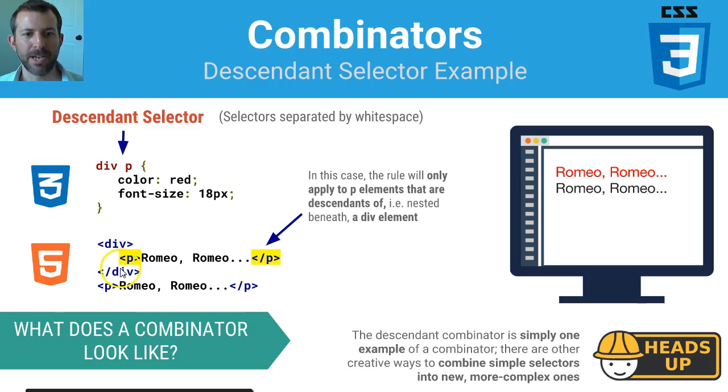So down below, you'll see my example. I have a div, and then inside of it, I have a paragraph that says Romeo, Romeo. In this case, I would only style a paragraph element if it was within a div. So this is what a combinator does. It allows you to take more than one selector and somehow creatively connect them in order to make a more refined, precise style rule. Now, these can get very complex, but I just wanted to show you an example of how you could target your selectors even further using a combinator.